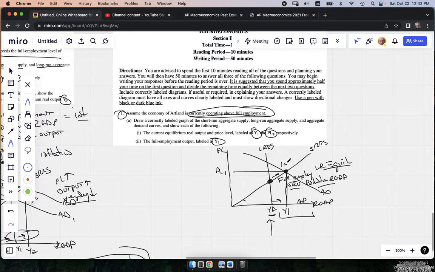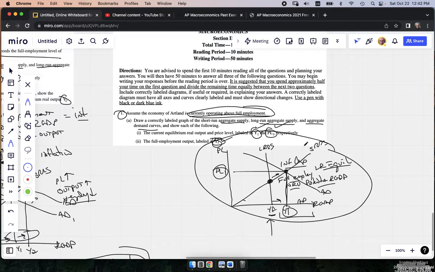So here we are with our inflationary gap. And we can see our output's increased, price level increased, YF, check, Y1, PL1. We drew aggregate demand, long-run aggregate supply, and short-run aggregate supply. And that's it. Those are our inflationary gaps.